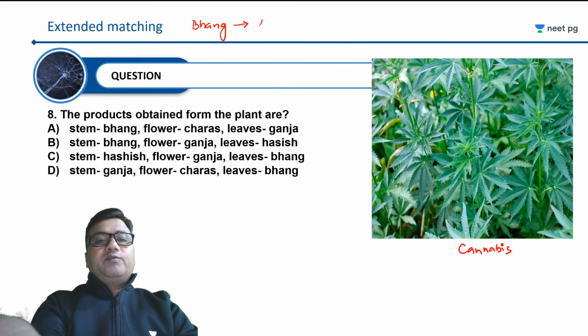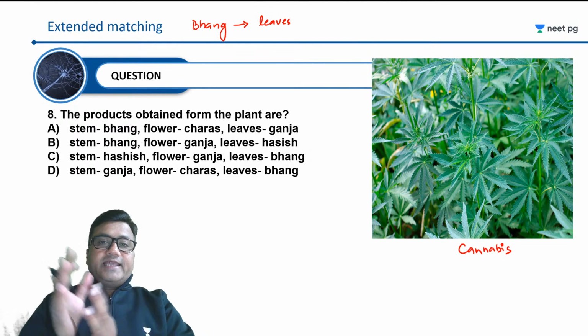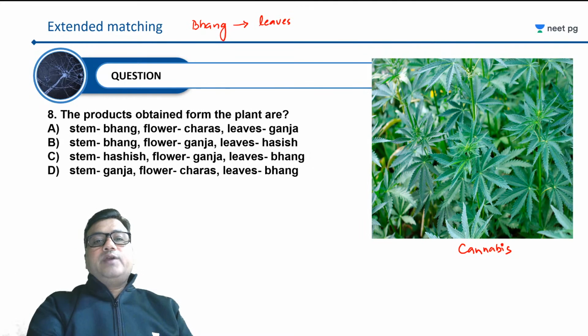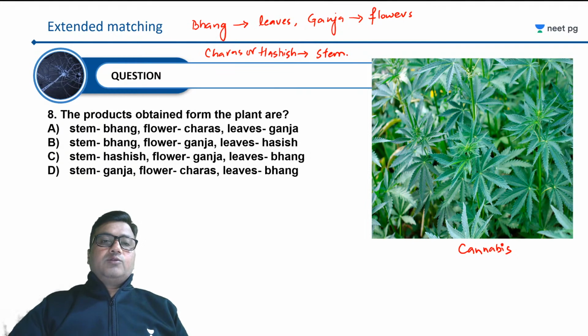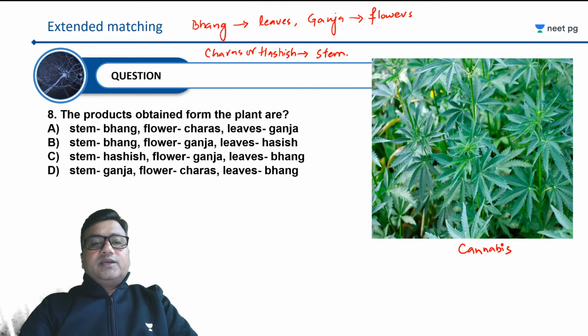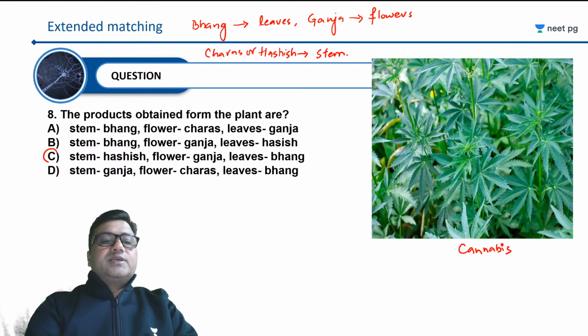Bhang is obtained from leaves. As you dry the leaves and crumble them, that's bhang. Then you get ganja, which you get from flowers, and then you have charas or hashish, which we get from stem. So the correct combination is bhang from leaves, ganja from flowers, charas or hashish from stem, and this correct combination is given in option C. From stem we have hashish, from flower we have ganja, from leaves we have bhang.